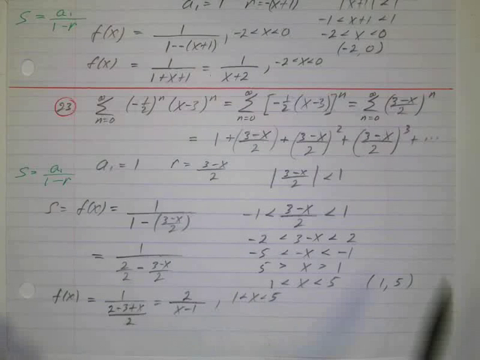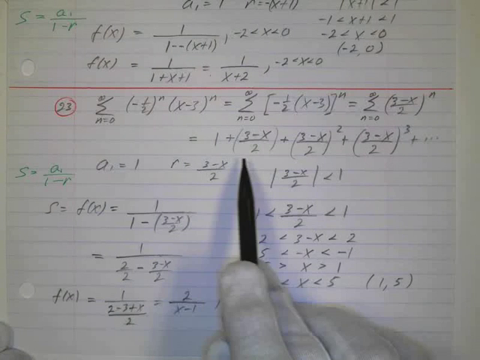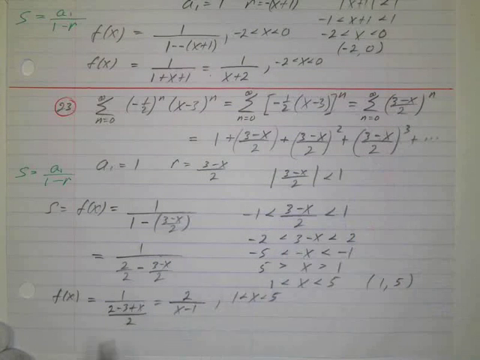So when x is between 1 and 5, all this can be represented by this. Okay? F of x equals 2 over x minus 1. Okay, I hope that helps.